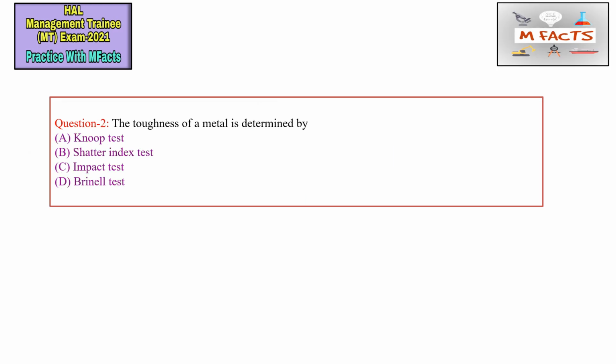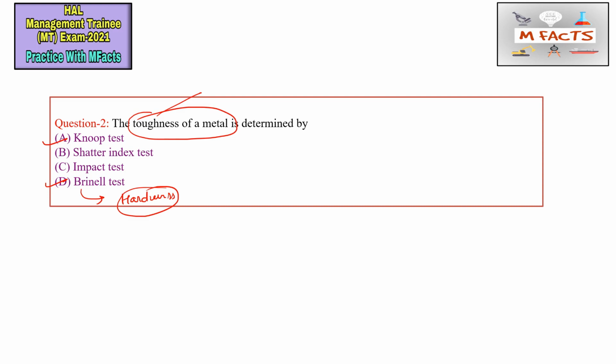So the next question is, the toughness of a metal is determined by. So they are asking about the toughness of the metal. We have the options Knoop test, Sutter index test, impact test, and Brinell test. You all know that the Knoop test and Brinell test are basically used for hardness measurement. Knoop test is basically used for thin films or thin layers, so mostly in case of a corroded layer we use the Knoop test.